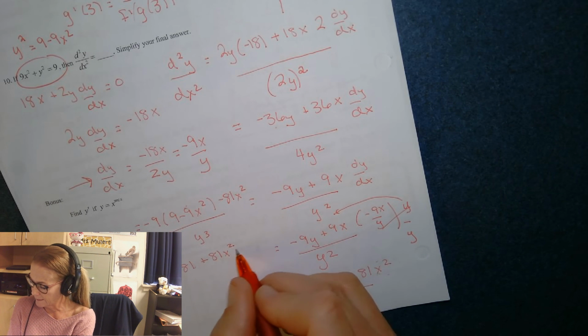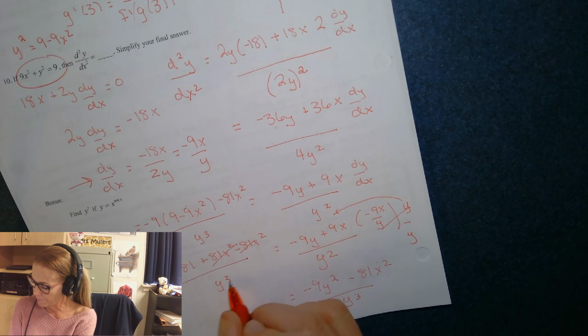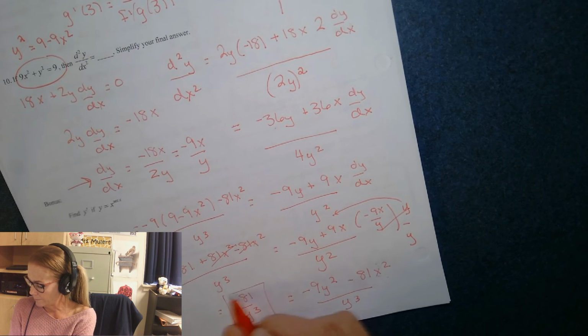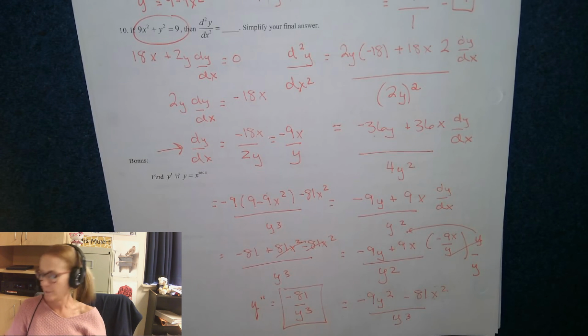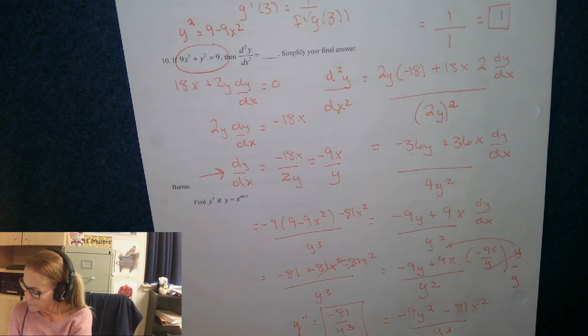So it does benefit us because we get this additive inverse, and the most simplified answer for the second derivative, I'm just going to write double prime there, would be negative 81 over y cubed. Okay, and then the bonus right here.